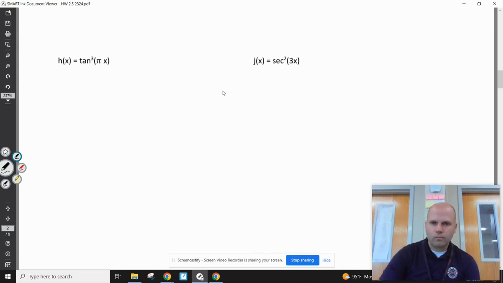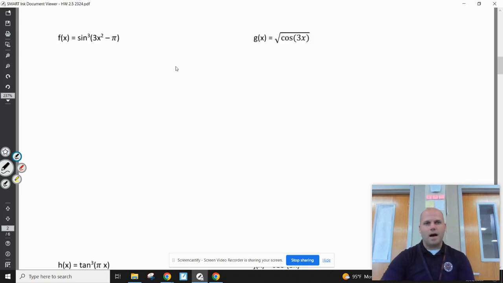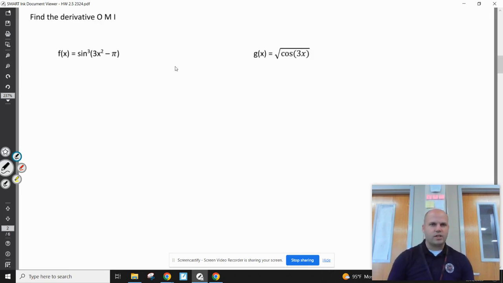All right. The next four are OMIs. What we notice is, especially for this first one, if you see a power over a trig function, you should immediately rewrite it as your trig function all to that power.